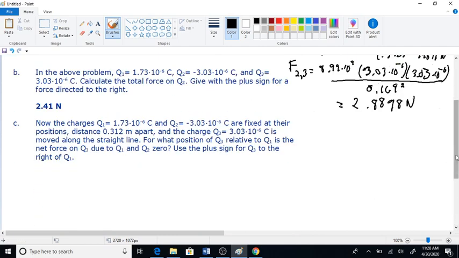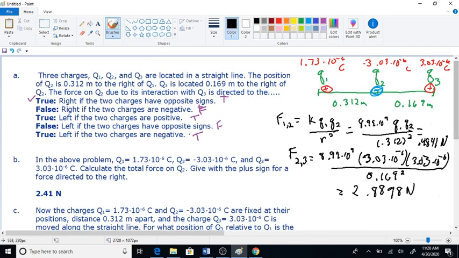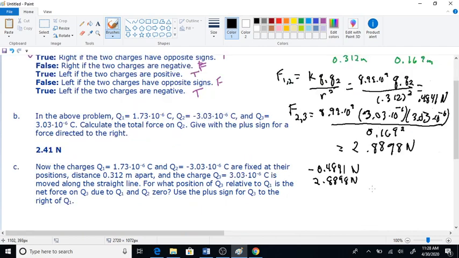So, let me go back up here real quick. What is 1 doing to 2? They're opposite in sign, so isn't it pulling it this way? So we'll call this one negative here. That's a negative 0.4841 newtons. And what's 3 doing to 2? It's pulling it this way. So we'll call that a positive 2.8898 newtons. Okay, so what's the overall net result?